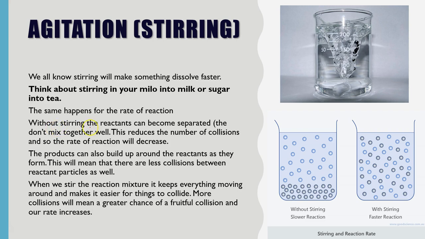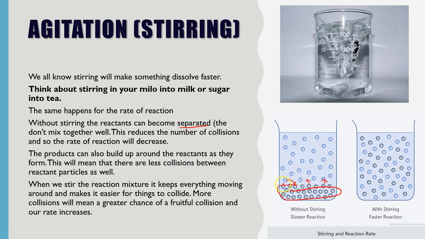Without stirring, the reactants can become separated, so a reactant may settle down to the bottom, which means it's not mixing in amongst the other reactants. So this will reduce the number of collisions, because you're only going to have collisions occurring at this top surface here. The other thing that can happen is that the products can build up around the reactants.